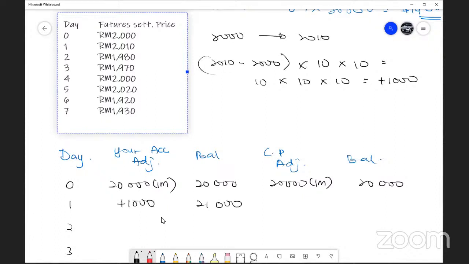21,000. Now remember your counterparty: your gain is your counterparty's loss, always opposite of you. So you gain 1,000, he loses 1,000, so his balance becomes 19,000.